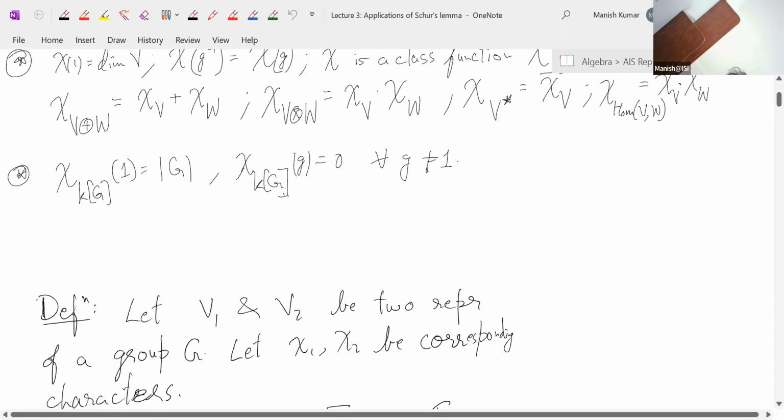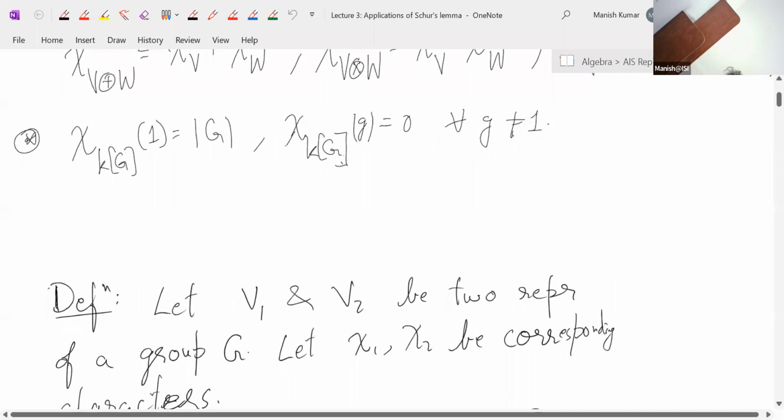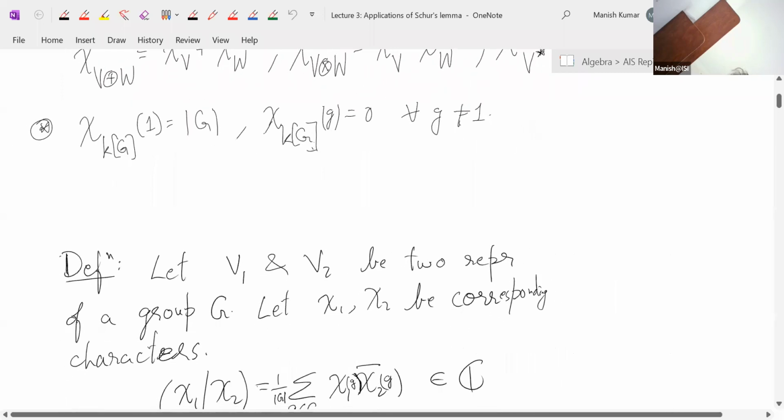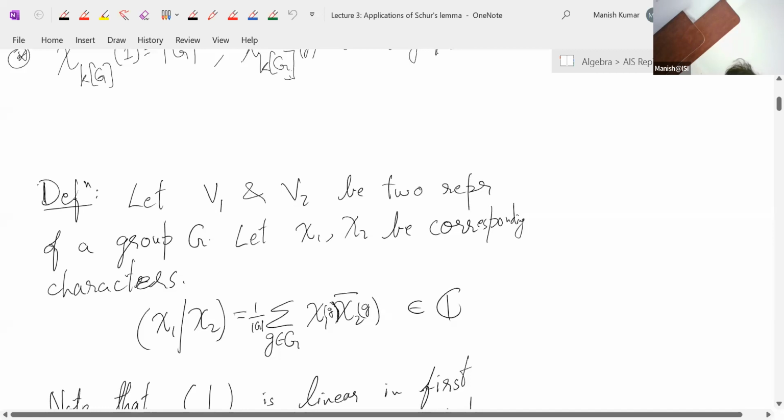Okay, so today we'll prove something called the orthogonality of the characters, which will help us determine any representation in some sense. That will help us figure out the structure of any representation in terms of irreducible representations. So for that we'll start with some definition. Let V1 and V2 be two representations of a group G, and let chi1 and chi2 be the corresponding characters.